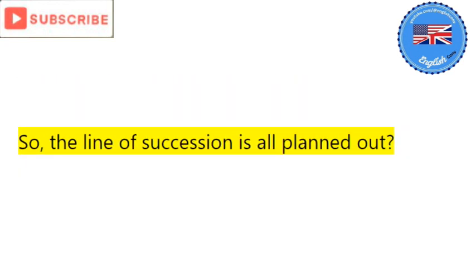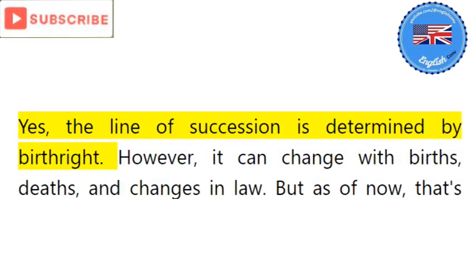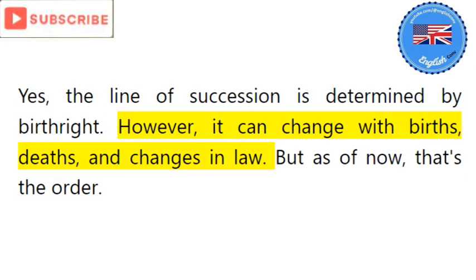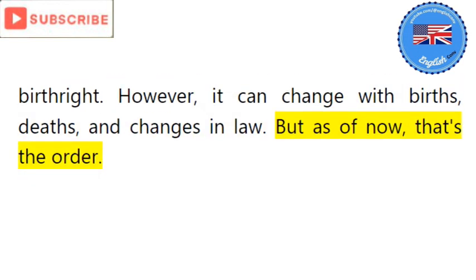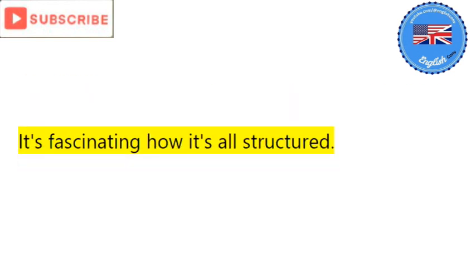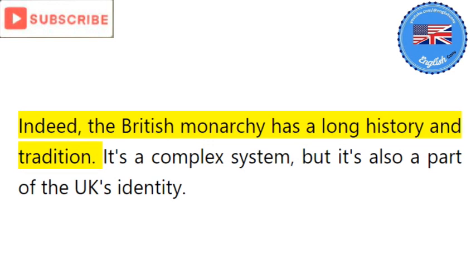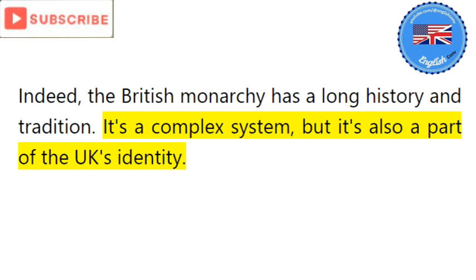So, the line of succession is all planned out. Yes, the line of succession is determined by birthright. However, it can change with births, deaths, and changes in law. But as of now, that's the order. It's fascinating how it's all structured. Indeed, the British monarchy has a long history and tradition. It's a complex system, but it's also a part of the UK's identity.